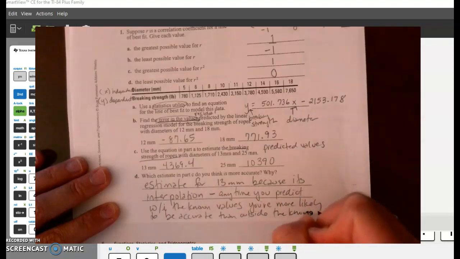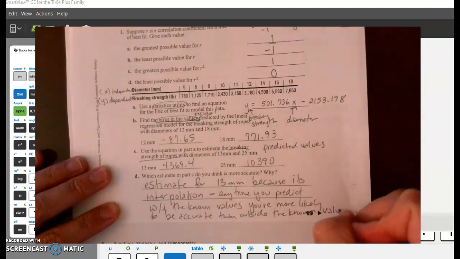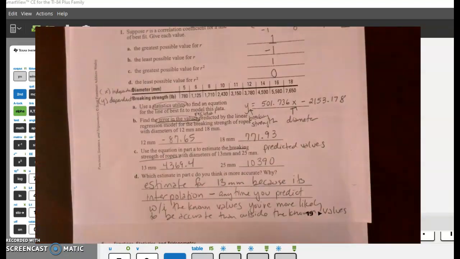That's mostly because regression models that we find are not going to be accurate forever and ever. They're only accurate for a finite range. At some point, it's just not going to make sense anymore. So most of the time, we're going to say that interpolation is more accurate than extrapolation. Sometimes they're both accurate, but if we have to pick which one is more likely to be more accurate, it's the interpolation.